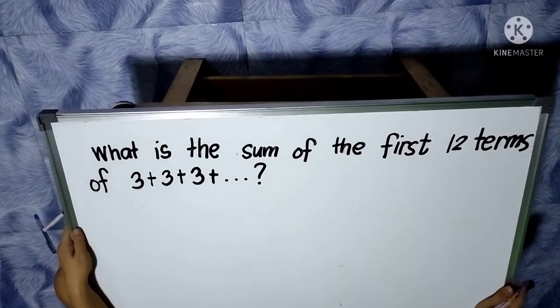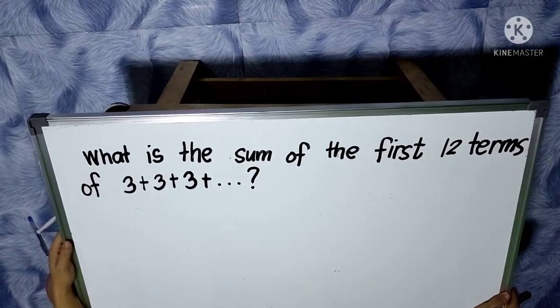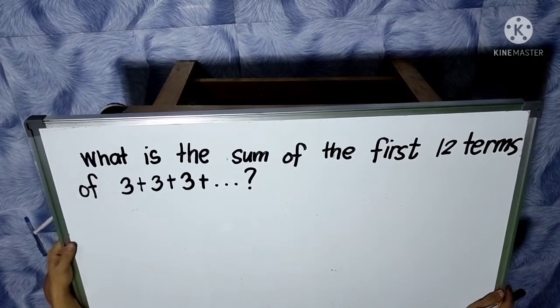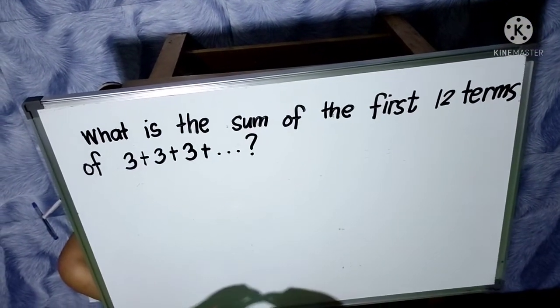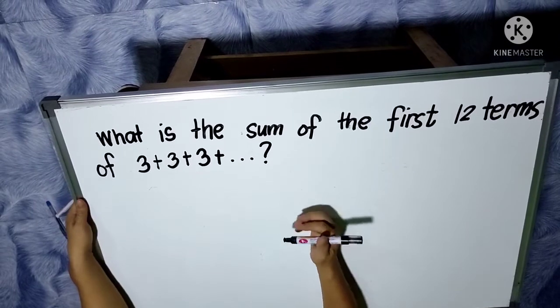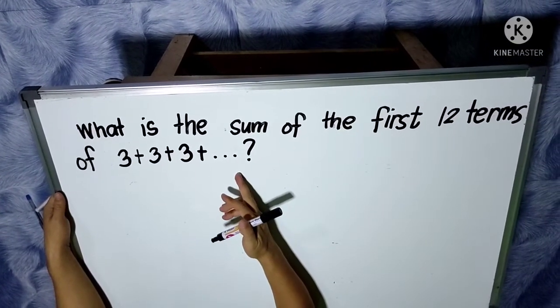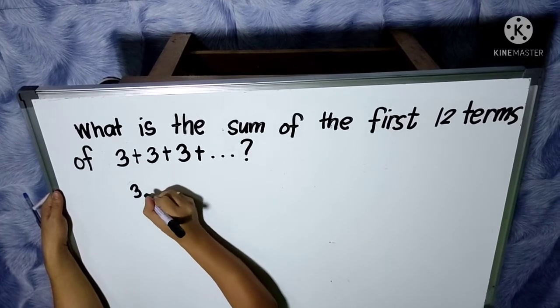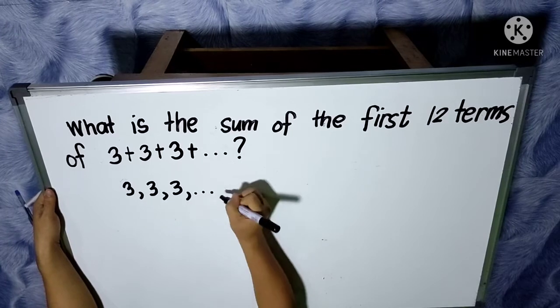Now let's have this other example. What is the sum of the first 12 terms of 3 plus 3 plus 3 plus so on? So this is already expressed as a geometric series. Actually, to avoid confusion, you can rewrite this in sequence form: 3, 3, 3, and so on.